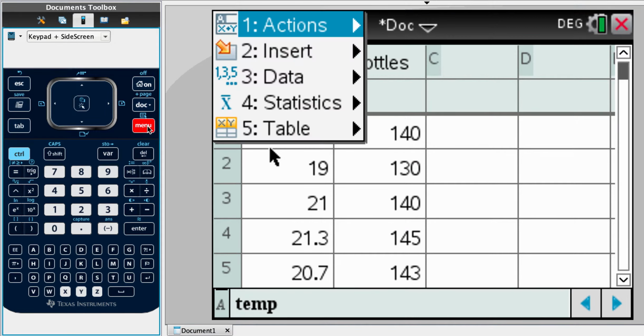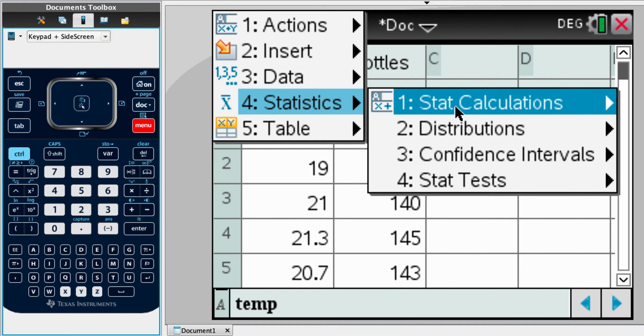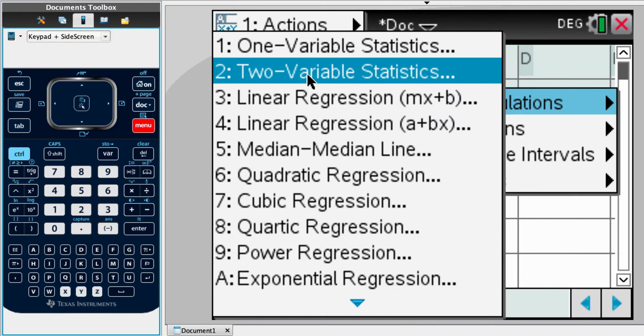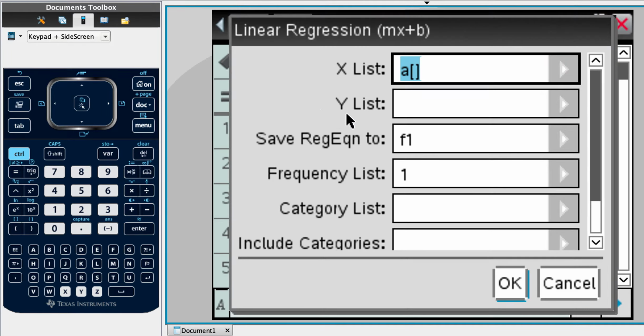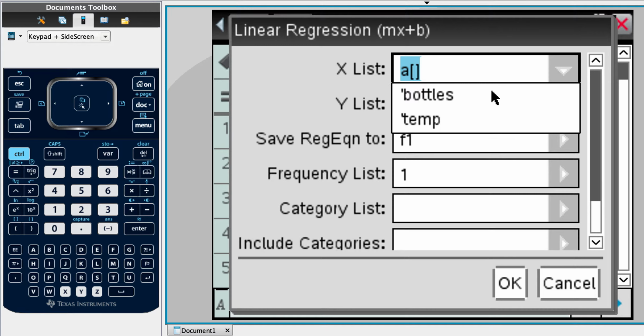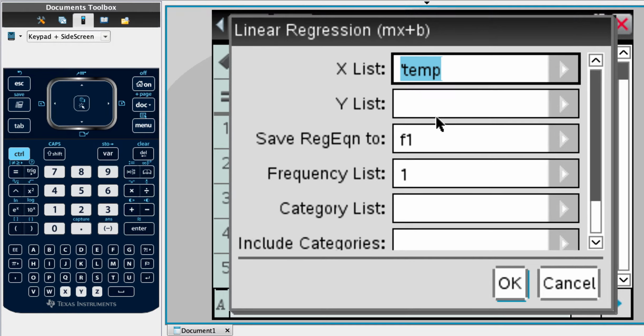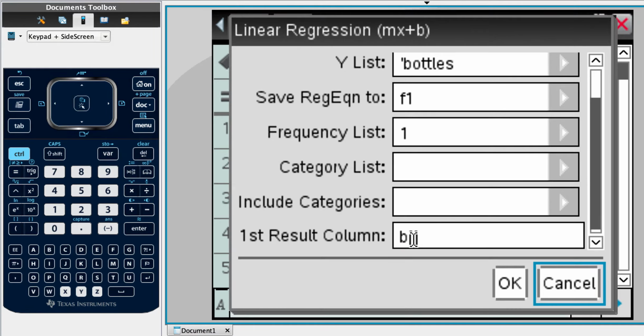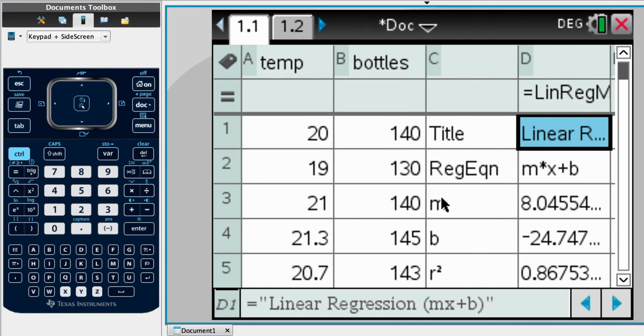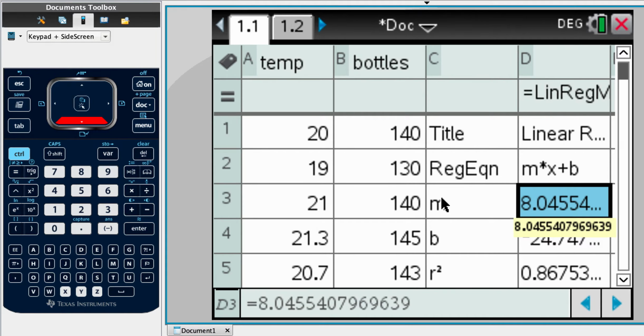So if we go to menu, statistics, stat calc, two variable statistics, or we could even do linear regression. In fact, let's just do linear regression mx plus b. The x data is our temperature, our dependent variable is our number of bottles, and we want our information being put in column C. Okay, so the reason that I've chosen to do this is when we look at question C, it says find the equation of the regression. We have done that now.